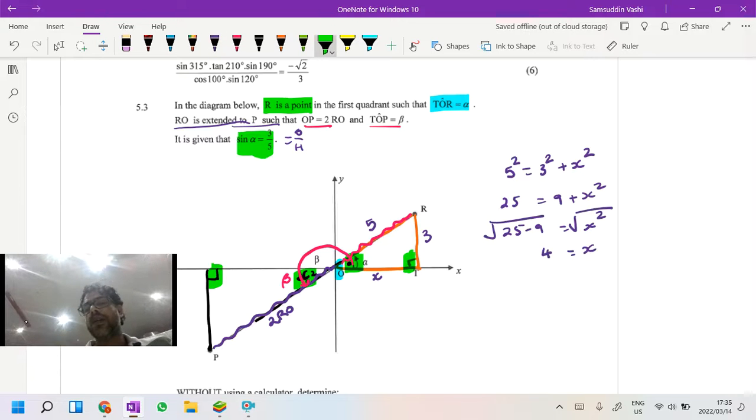The moment I get one of the unknown values of x or y, I must check in which quarter. If it is the first quarter, both x value and y value will be positive. So I'll make it that x value is positive 4.